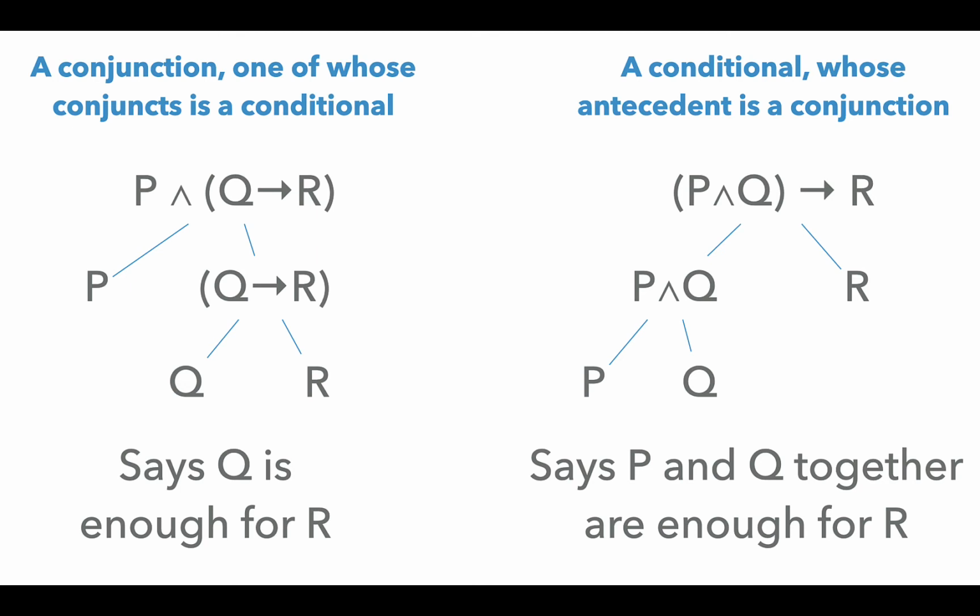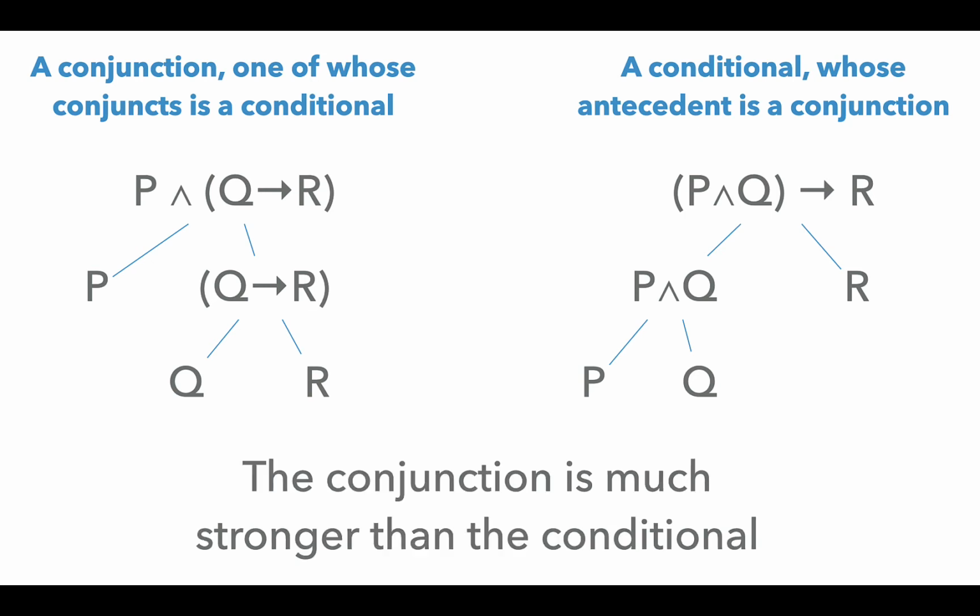So that conjunction says a lot more than the conditional. It says that P is true, which the conditional doesn't say at all, and it also says Q is enough for R, which the conditional doesn't say. It just says P and Q, they're enough for R. So the conjunction is strictly stronger than the conditional. It actually implies the conditional. It just says so much more.